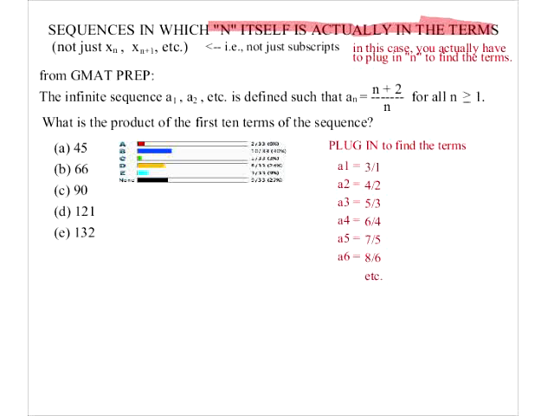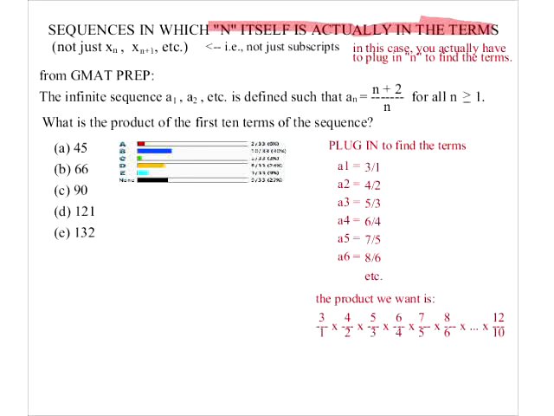So the product we want is this. The first terms are 3 over 1, 4 over 2, 5 over 3, 6 over 4, etc. But then it ends with 12 over 10. And then the denominators are as follows. Now, they could easily ask you to calculate the product of the first 50, and it wouldn't be any harder if they did. So we'll see why.